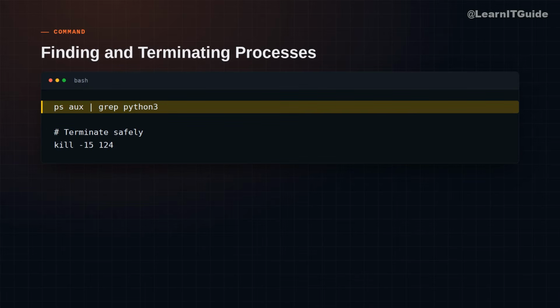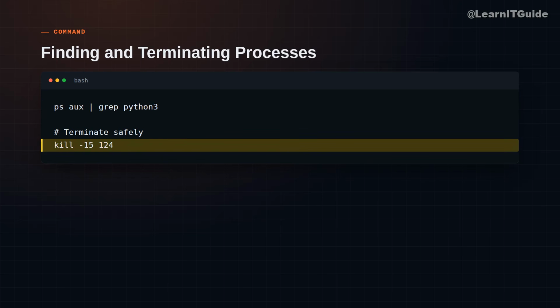Sometimes a process hangs and needs to be restarted. Use ps aux to list all processes. Pipe that to grep to filter for your specific app. Then use the kill command with signal 15 to request a graceful shutdown. Only use signal 9, which is the force kill, if the process is completely unresponsive.